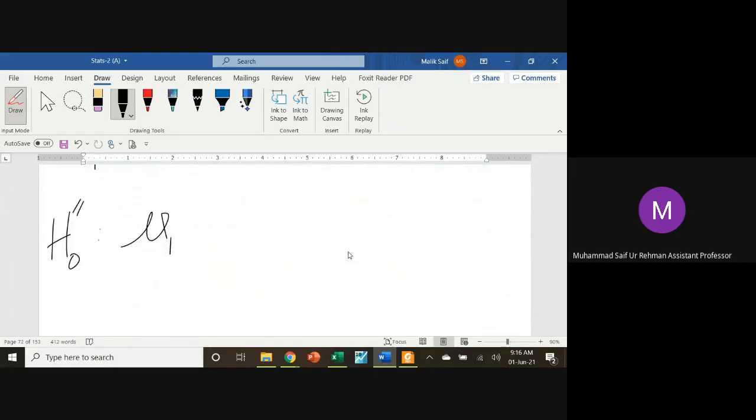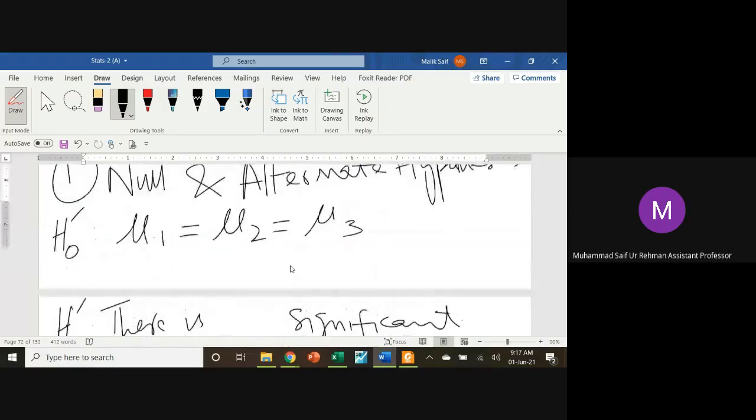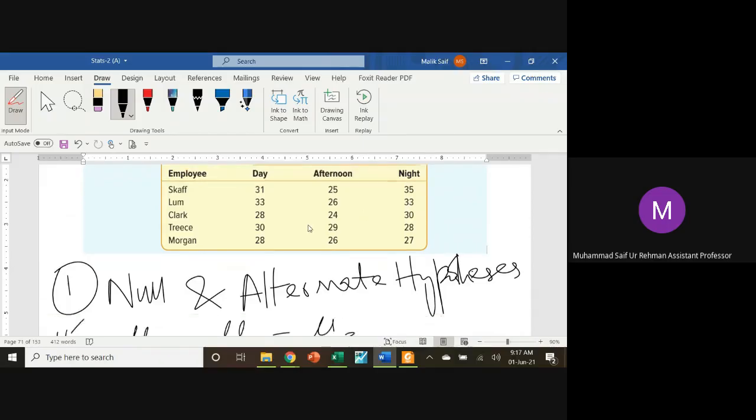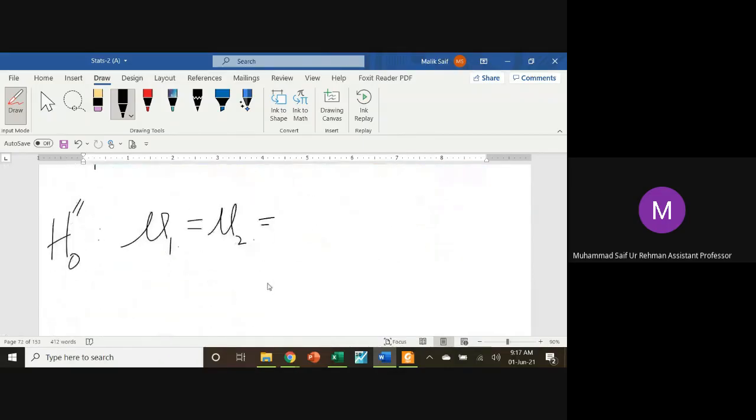So in this case, you write down mu 1 dot equal to mu 2 dot. Mu 2 dot means now we are talking about the average production that is being produced by Lum. So Lum is written in the second row and dot for the first column, and then Lum's production in the afternoon. So 2 will remain same, and dot by dot we mean column. So column will be second column. So mu 2 2 will be there. Similarly, mu 2 3 will be there. So you have to write down this in this way.